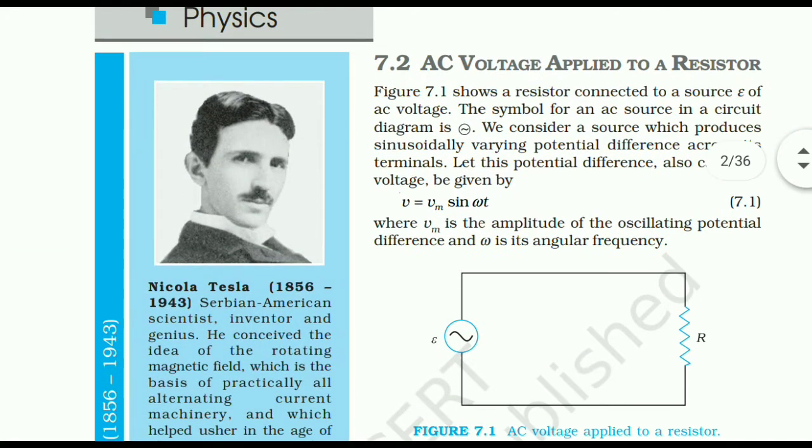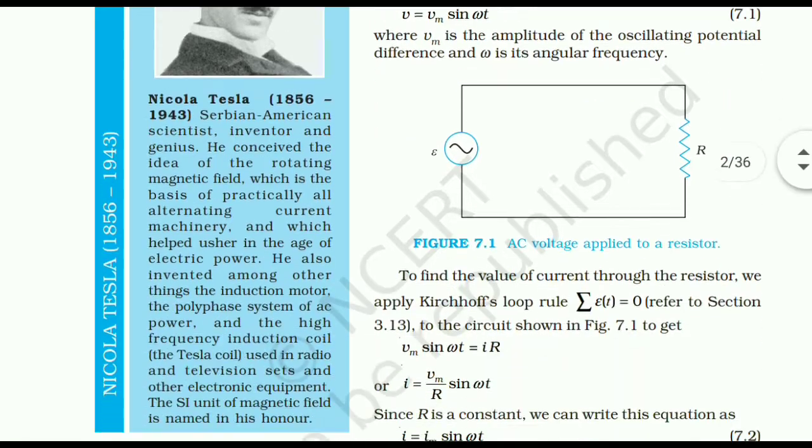7.2 AC voltage applied to a resistor. Figure 7.1 shows a resistor connected to a source E of AC voltage. The symbol for an AC source in a circuit is in the diagram. We consider a source which produces a sinusoidally varying potential difference across its terminals. This potential difference, also called AC voltage, is given by V = Vm sin ωt, where Vm is the amplitude of the oscillating potential difference and ω is its angular frequency.